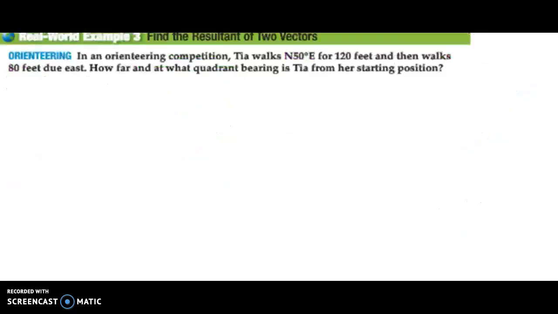All right, so example 3. In an orienteering competition, Tia walks north 50 degrees east for 120 feet, then walks 80 feet due east. How far and at what quadrant bearing is Tia from her starting position? So I'm going to want to first have a coordinate plane right there. You're probably going to want to have the same as well.